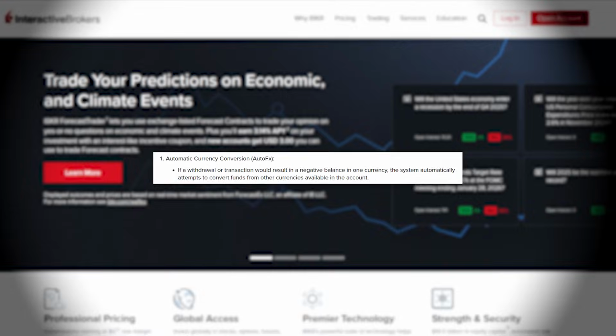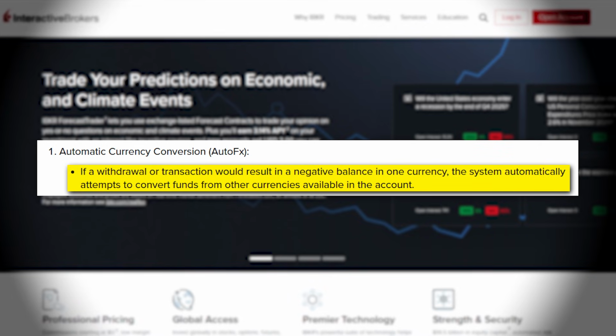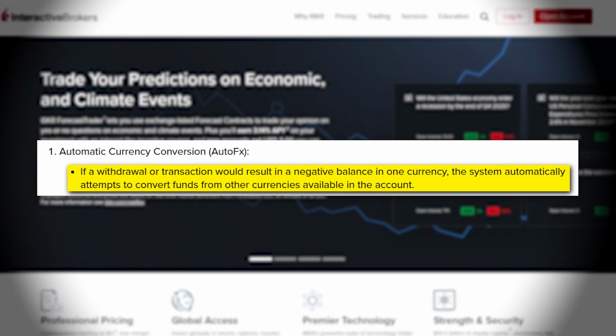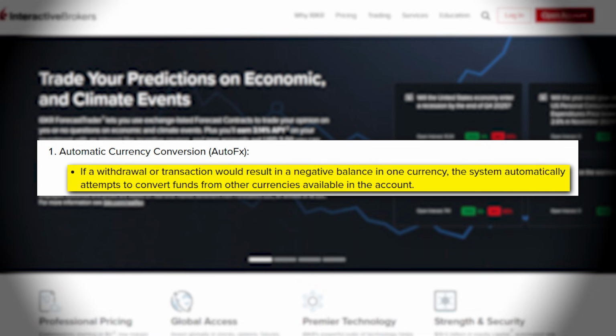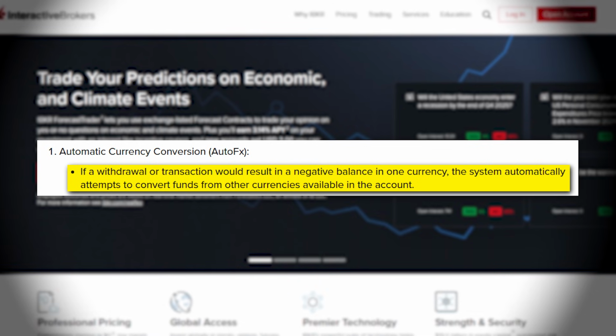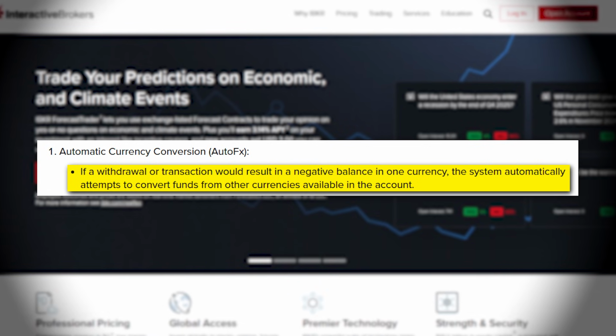The second method is when you place a trade directly using a cash account without having a sufficient balance in the required currency. In this situation, if executing the trade would result in a negative balance in that currency, IBKR will automatically convert the funds from other available currencies in your account to settle the transaction. Note that this second method only works with a cash account. If you attempt the same trade using a margin account, IBKR will not auto-convert the currency, and you will instead end up with a negative balance in that currency.